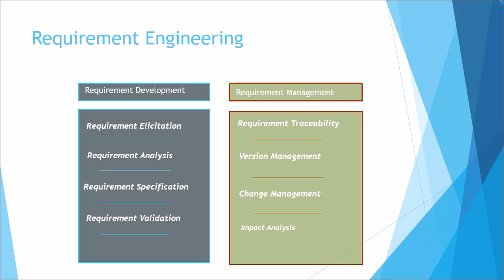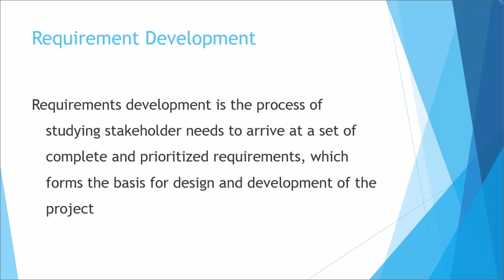There are two parts to it. One is called requirement development. The other one is called requirement management. Requirement development has four steps: requirement elicitation, analysis, specification, and validation. Requirement management also has four parts: traceability, version management, change management, and impact analysis. So what is requirement development?